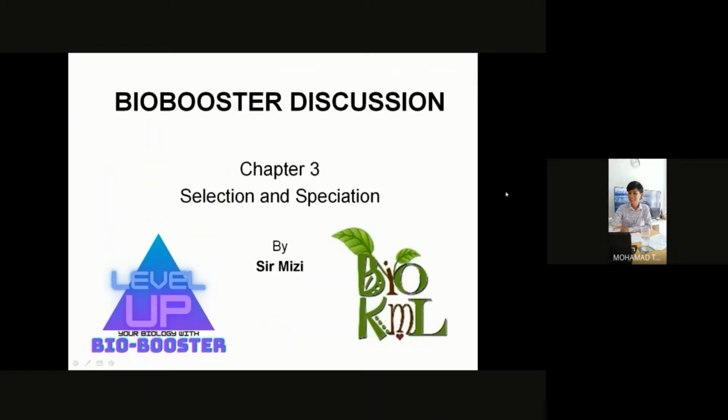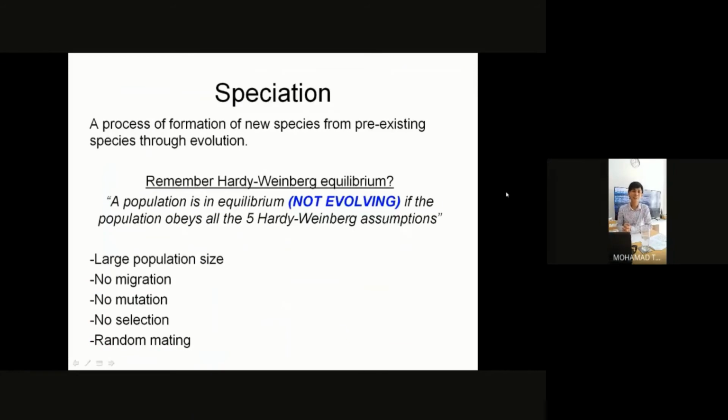So to start, I would just like to remind you about the concept of speciation. Speciation is a process of formation of new species from pre-existing species through evolution. So that's the definition of speciation. It is a process of formation of new species through evolution.